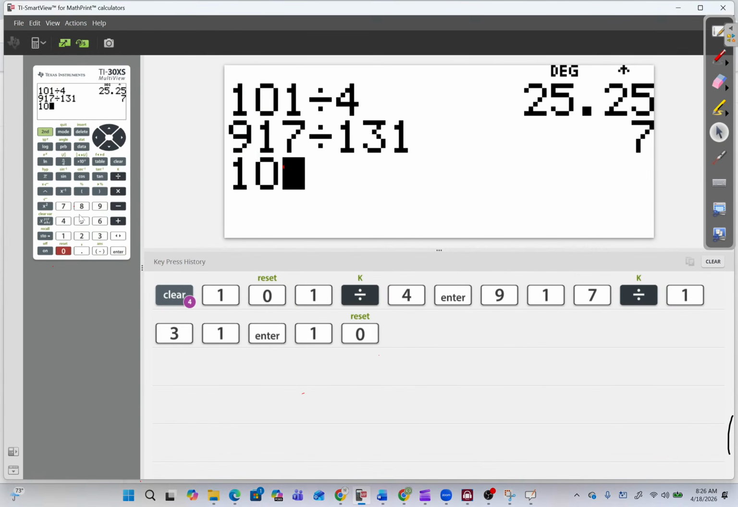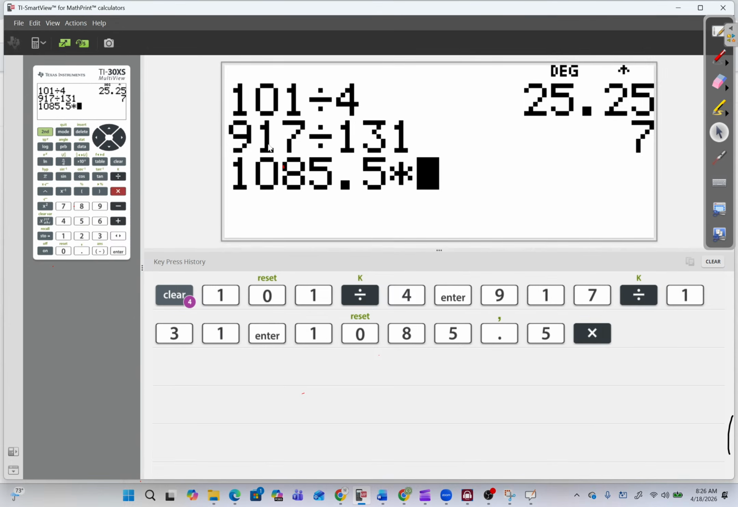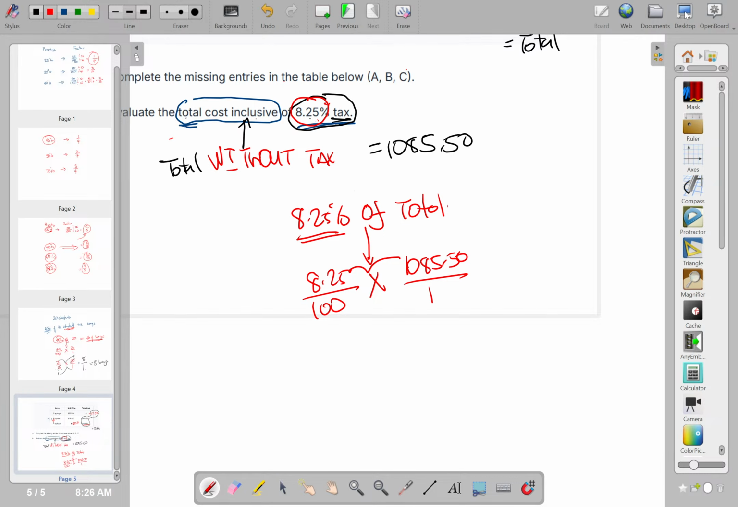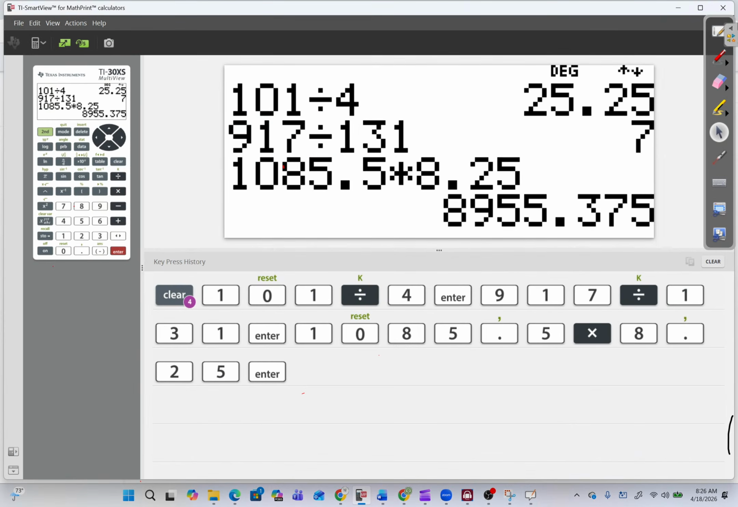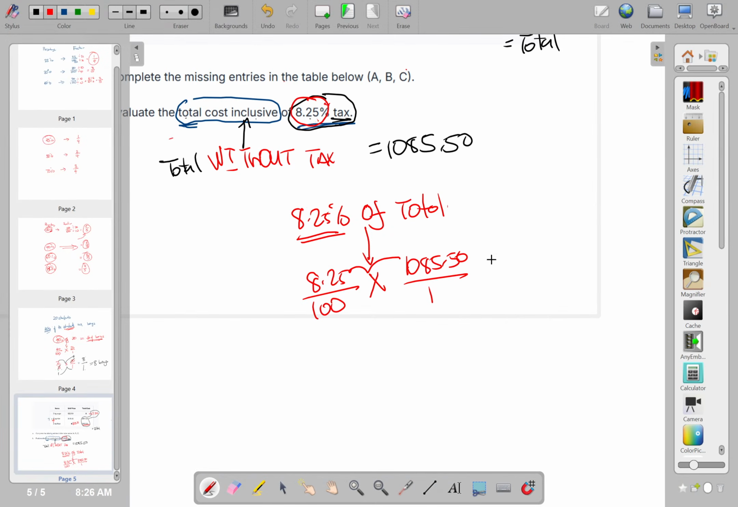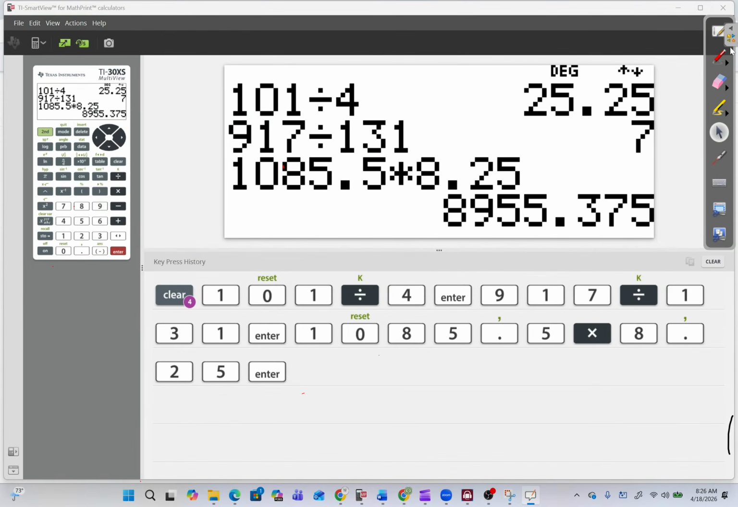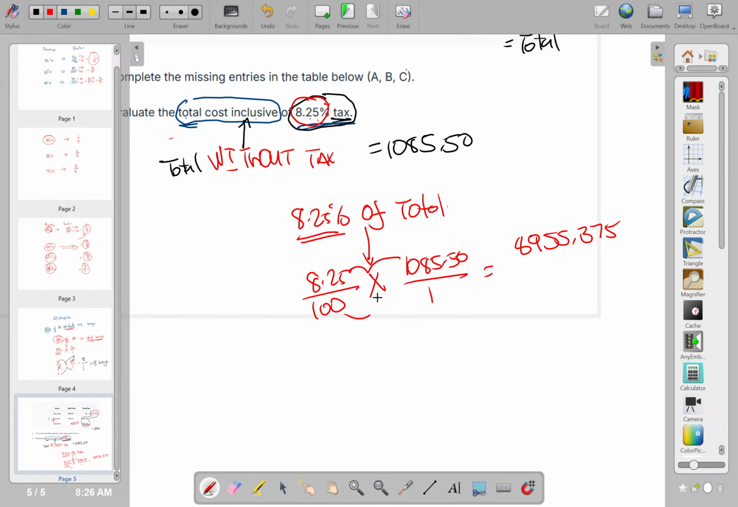1,085.50 times, what was the top number? 8.25. I literally don't know why we're getting nervous. That gives 8,955.375. I think that's what I pulled off the calculator. There we go. Bottom number times bottom number gives you 100. All right? Tricks of the trade.